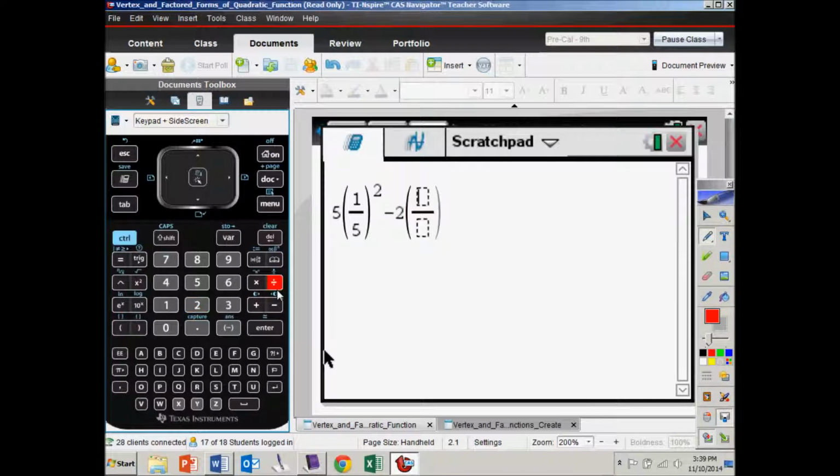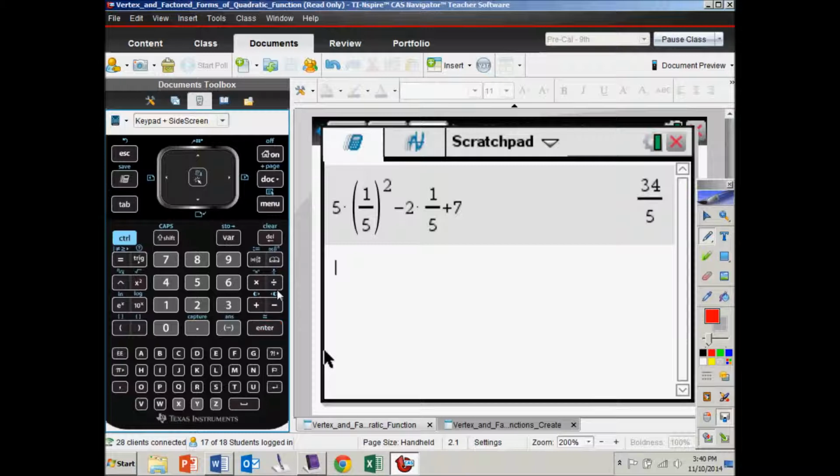Parentheses, control divide, 1/5, and then 34 plus 7. All right, so I get 34/5. Now the thing is, if I get 34/5, and I told you to graph 34/5, would you know how? No. So how do I change this into a decimal?